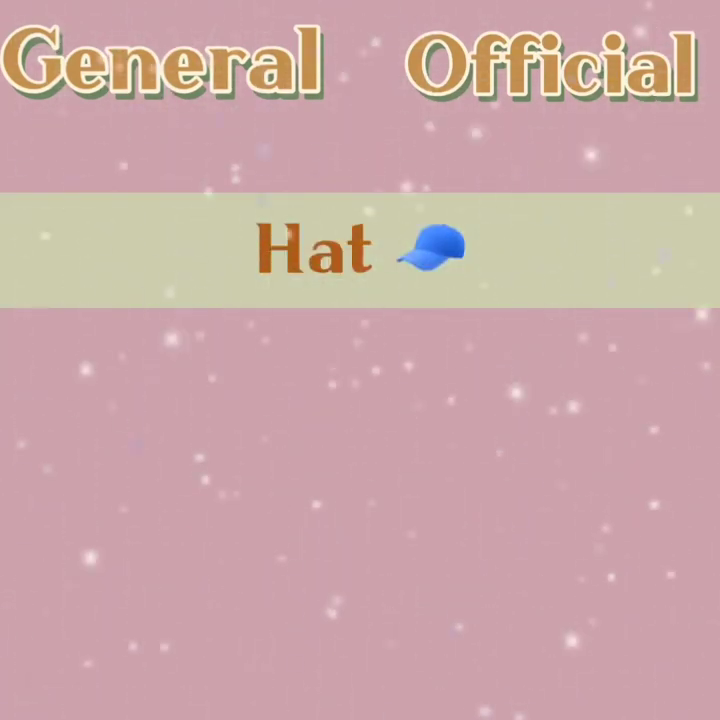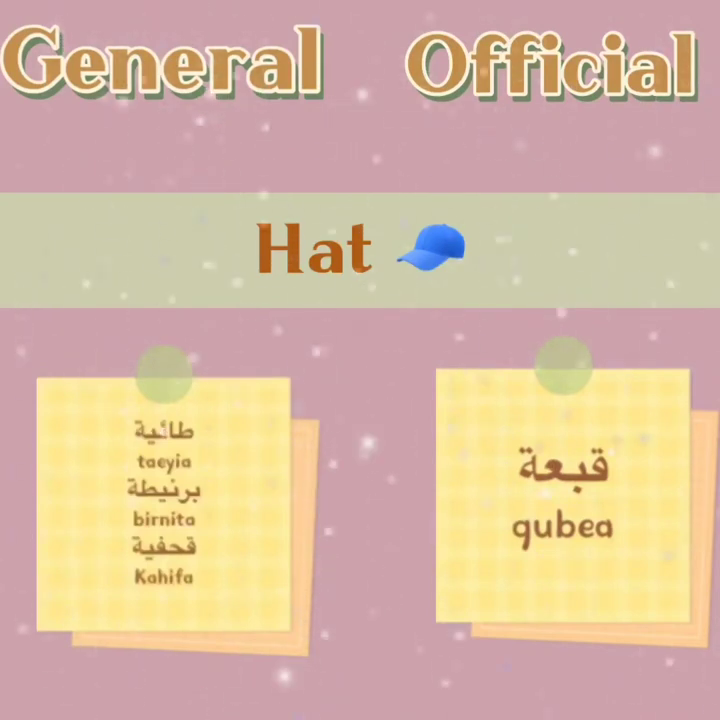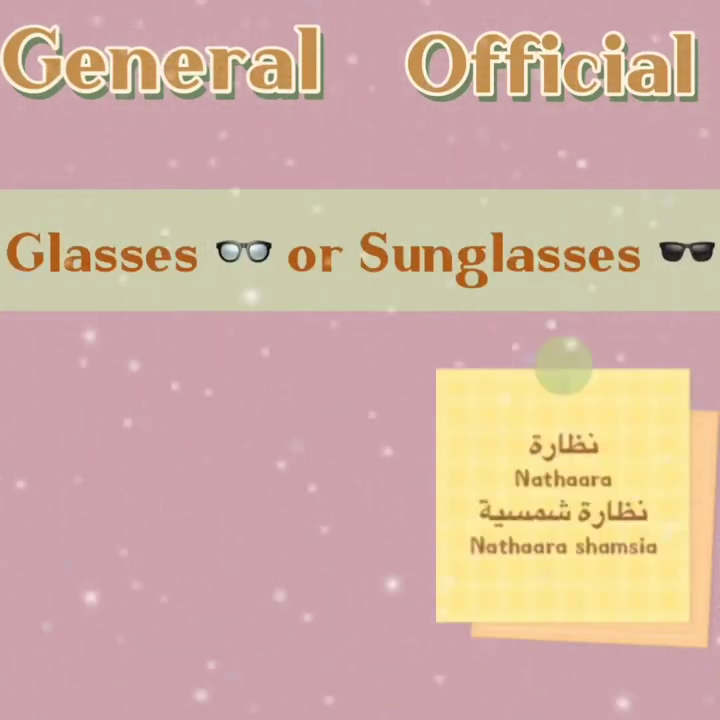Also, we learned hat. Hat, in the official Arabic, we call it qubba. But in the general Arabic, we call it ta'iyya, birnata, or gahfiyya. So, one more time, in the general Arabic, we call hat طائية, برناطة, قحفية.